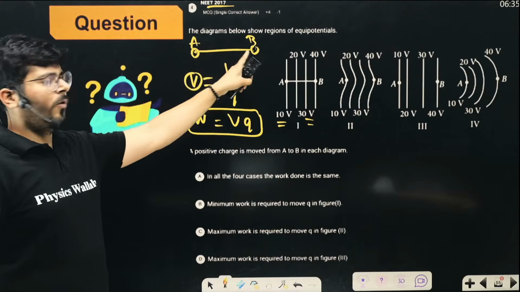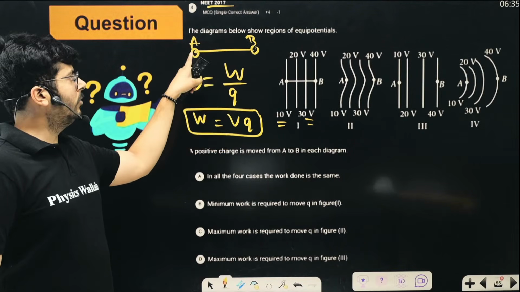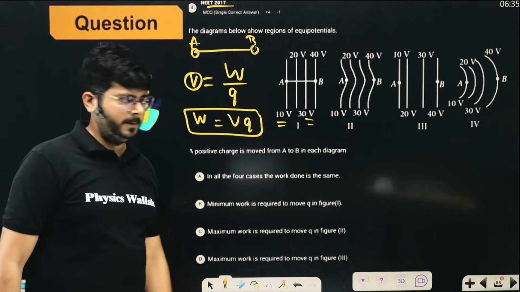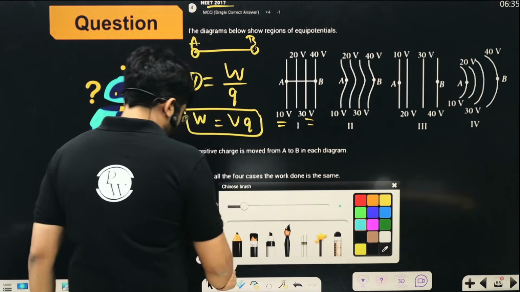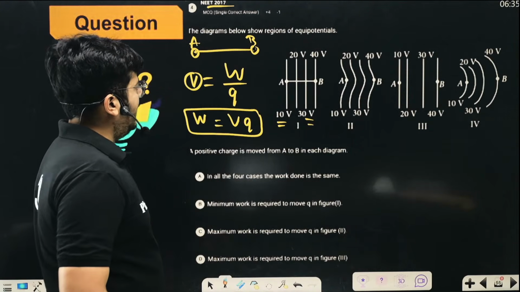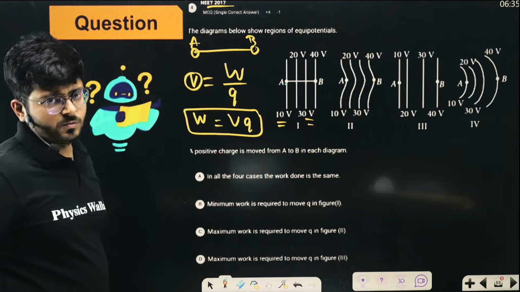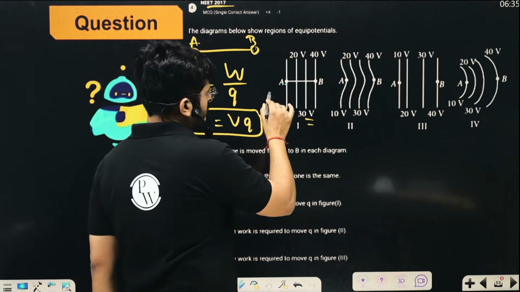Listen again. If there are two points A and B with a potential difference V across them, and you are moving a charged particle Q across those two points, then the work done will be V into Q, all right? So what is really happening between these two points? The charged particle Q is moved across them.